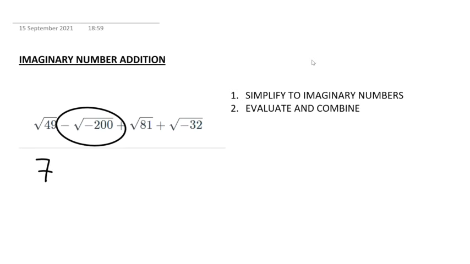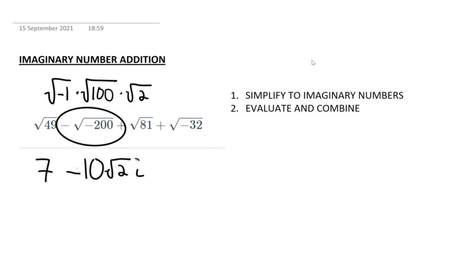Well, to simplify this, we're going to need to know that it's the square root of negative 1 times the square root of 200, or in other words, the square root of 100 times the square root of 2. The square root of 100 is 10, and the square root of 2 can't be simplified. So we have minus 10 square root 2i. Remember, the i is not part of the square root. It simply represents the square root of negative 1.